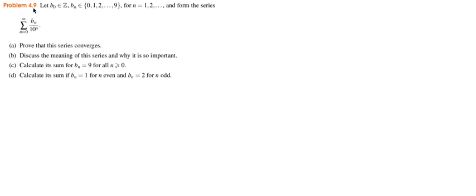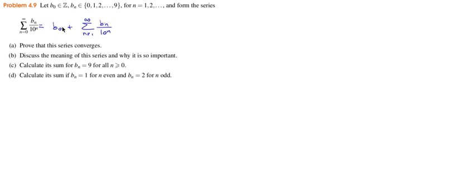So problem 4.9. Let b sub 0 be an integer and b sub n belong to the set 0, 1, 2, 3, 4, 5, 6, 7, 8, 9, okay, from 0 to 9, from all natural numbers. And form the series, the sum from n equals 0 to infinity of b sub n over 10 to the n. And this is equal to b sub 0 plus the sum from n equals 1 to infinity of b sub n over 10 to the n.